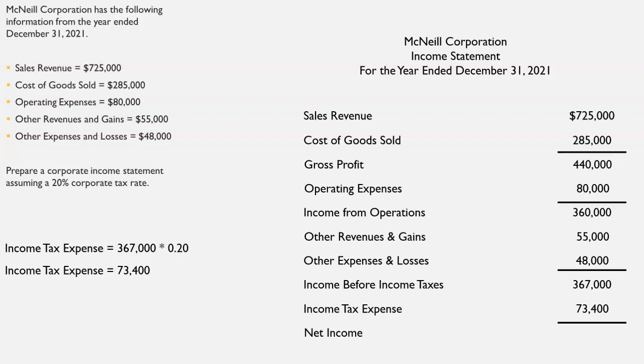Now, our net income will be the $367,000 minus that income tax expense that we just found. So we subtract those two numbers, and we're left with a net income of $293,600.